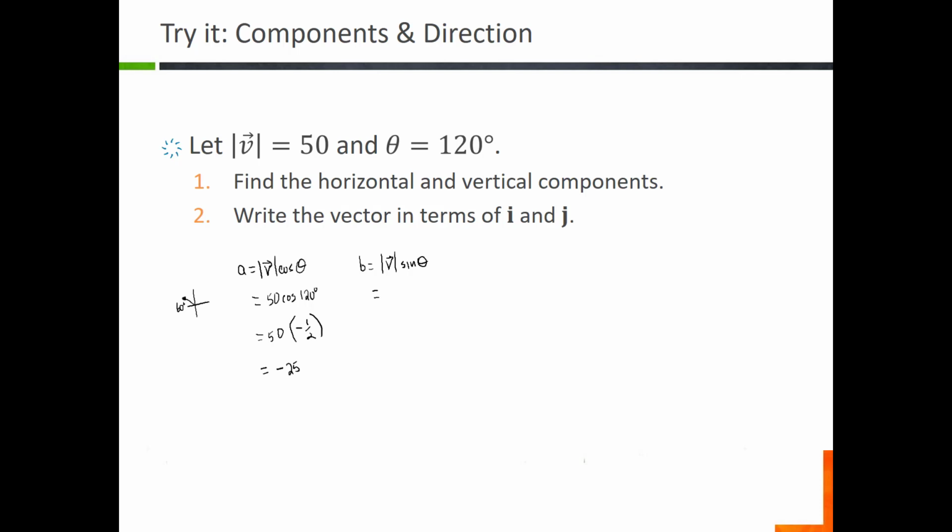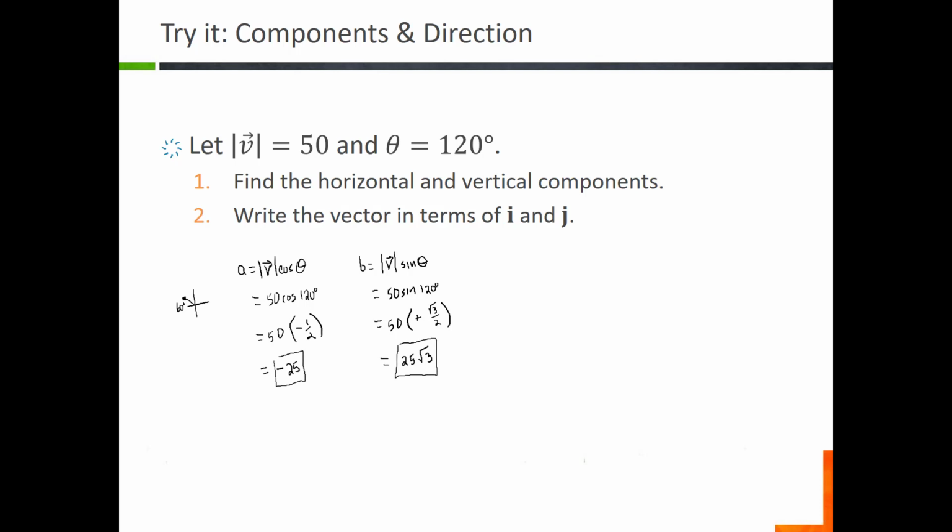b is going to be the magnitude, so 50 times the sine of theta, or 120 degrees. Remember our angle is in the second quadrant, so we know sine is positive, so we're going to have a positive answer. The sine of 120 degrees, or sine of 60 degrees, is root 3 over 2. And so when you multiply 50 times root 3 over 2, you get 25 root 3. Again, that's positive. So those are the horizontal and vertical components.